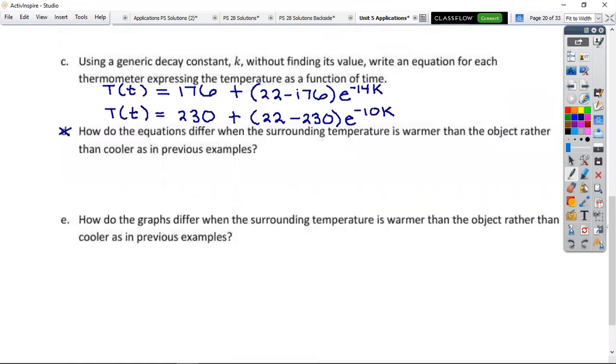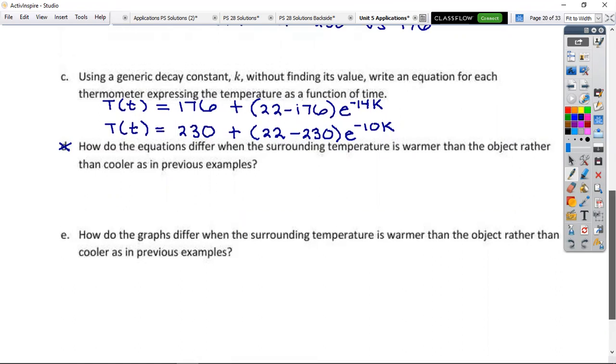Okay. How do your graphs differ when your object is warmer? All you're going to see instead of exponential decay is what? Exponential growth. So this is more of a situation that resembles exponential growth instead. Obviously, it's not going to continue to heat up forever. It will plateau, but it's just going to go the opposite direction. Okay, with Newton's law of cooling, we're going to stop there for today.